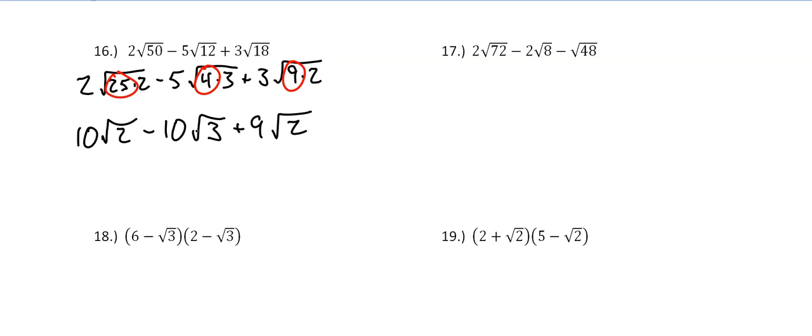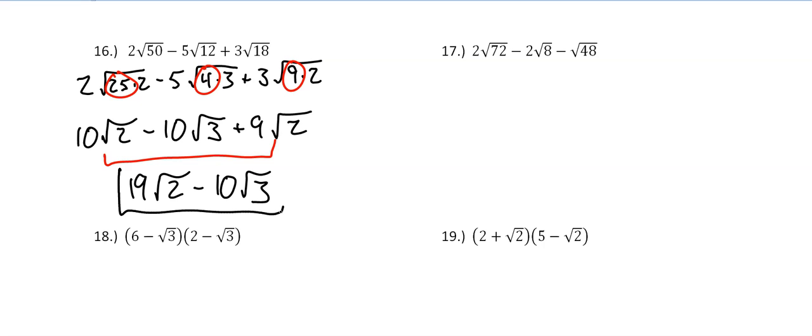And now I can see that the end two are like radical terms. These guys are both root 2's, so I can add those together. That gives me a 19 root 2, and then a minus 10 root 3. Okay? So I got to simplify first to see if I have like radical terms. Okay?